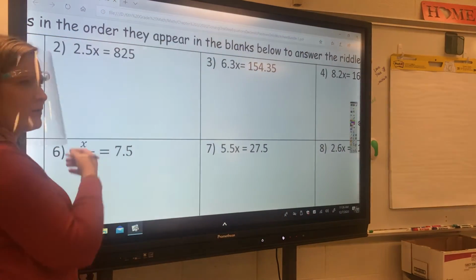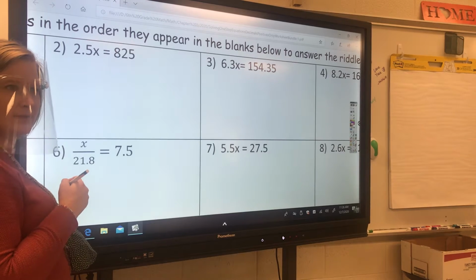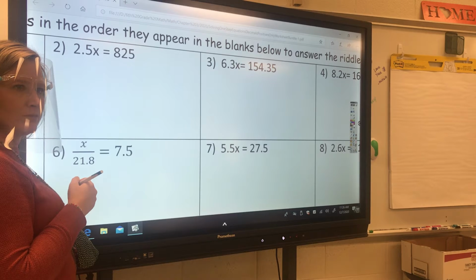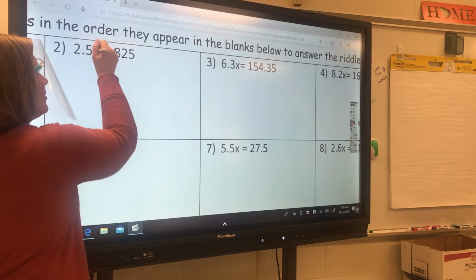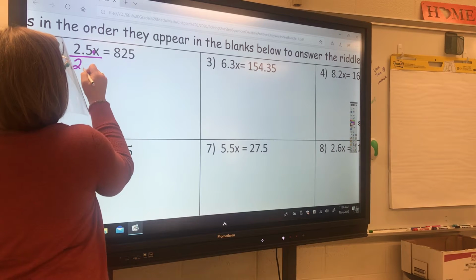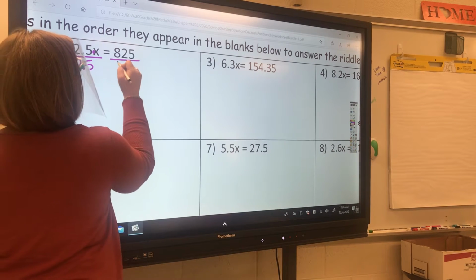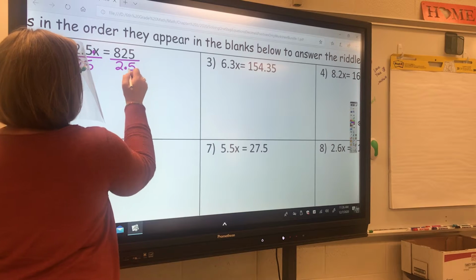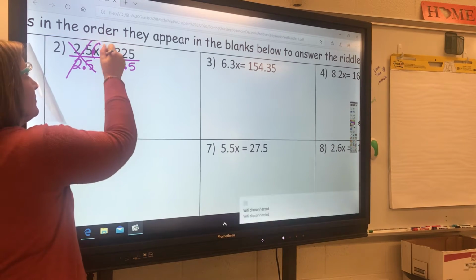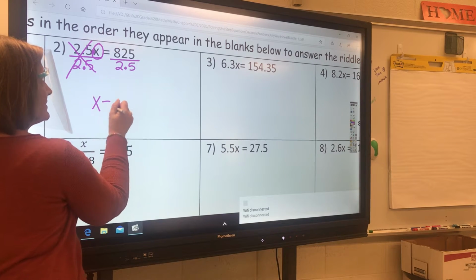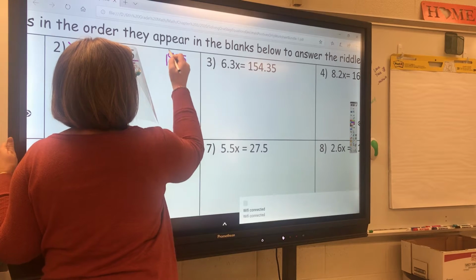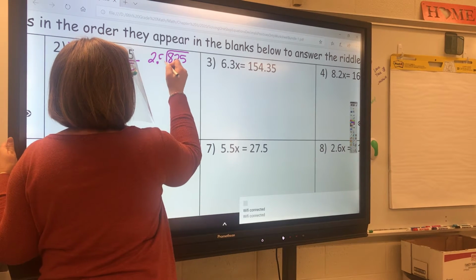What operation's going on here with 2 5/10 and x? They're multiplying. So how do I undo multiplying? Divide. So I've got to divide both sides by 2 5/10. So over here, those cancel out, and I'm left with what? X. Now I've got 825 divided by 2 5/10.